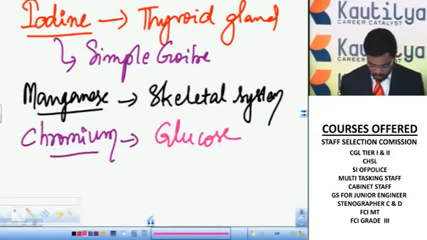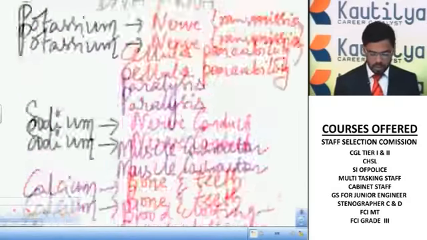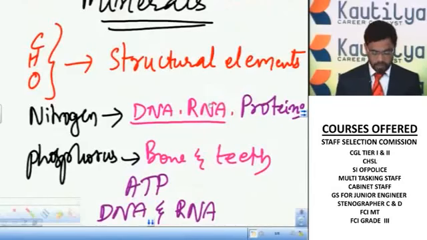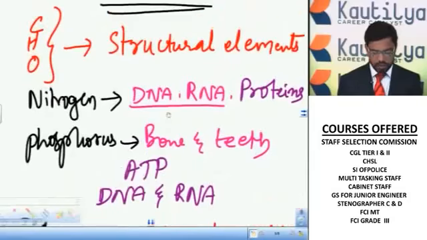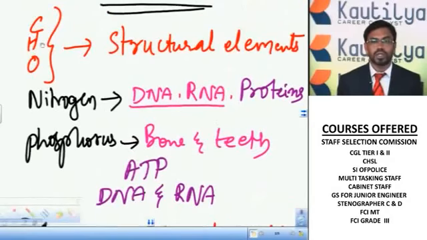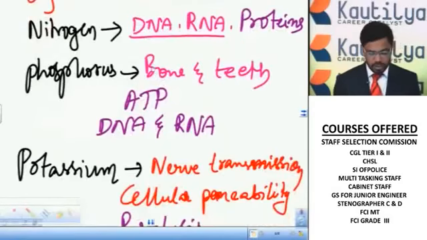These are some essential minerals. So these minerals are the inorganic elements which are also necessary for proper metabolism. Most of these minerals act as cofactors for the activation of enzymes. Carbon, hydrogen and oxygen are called structural elements because they are the components of carbohydrates, proteins and fats. Nitrogen is a component of nucleic acids like DNA and RNA. The nitrogen is also a component of proteins and amino acids.